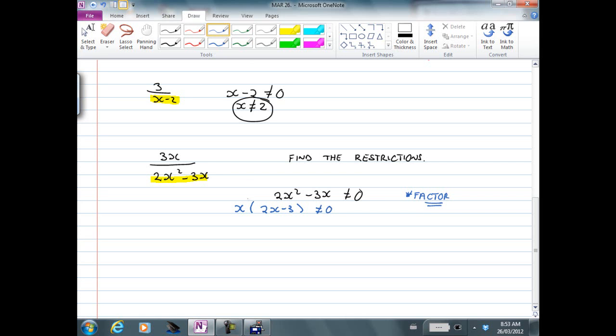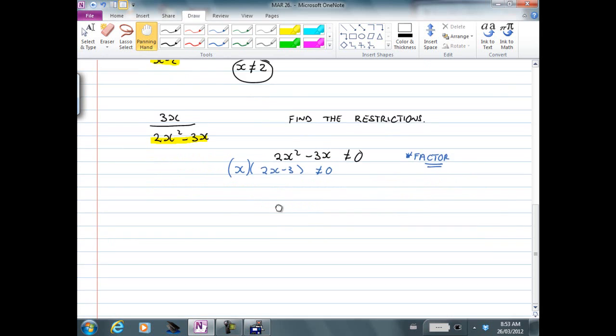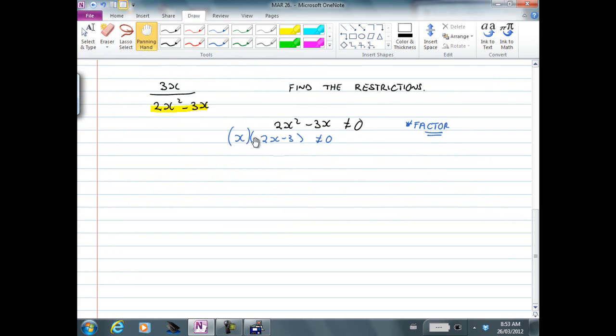I want you to put a bracket around this x also. That's really important, the reason why. Would you agree that if one of these brackets is 0, the whole answer becomes 0? Because if this is 0, it doesn't matter what this is. You still get 0. So let's write this down.